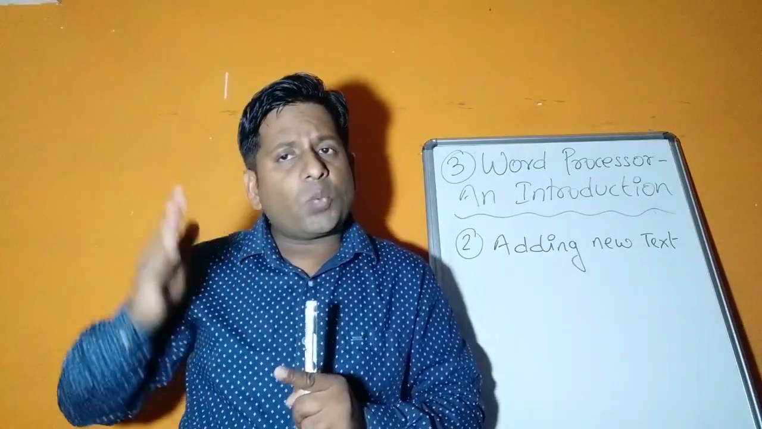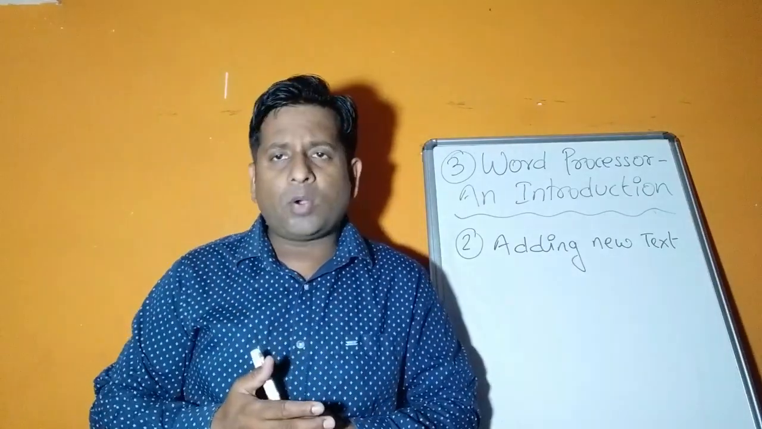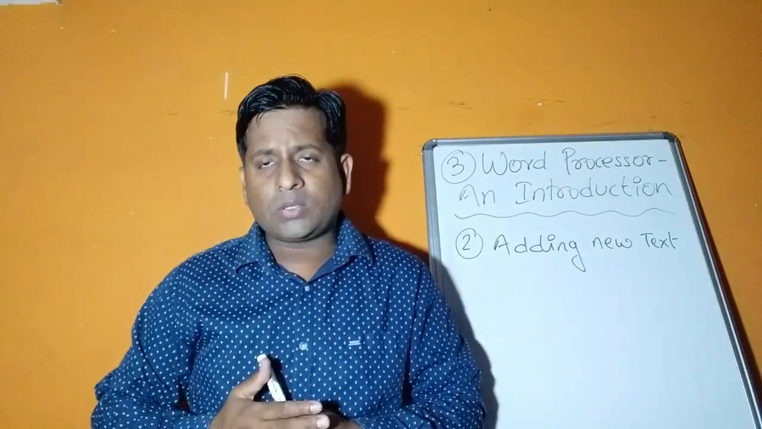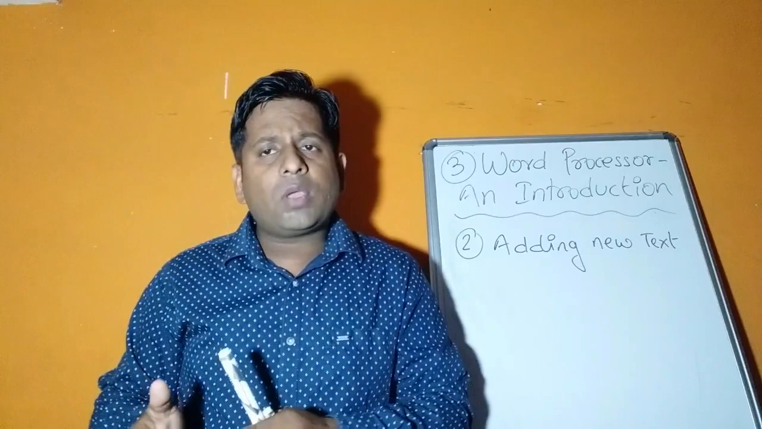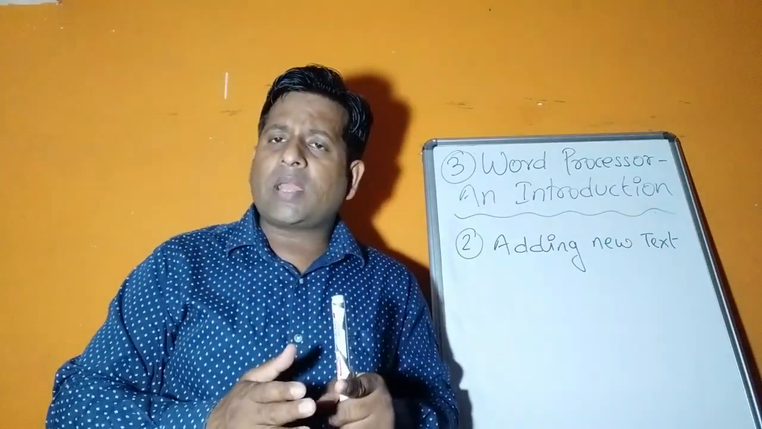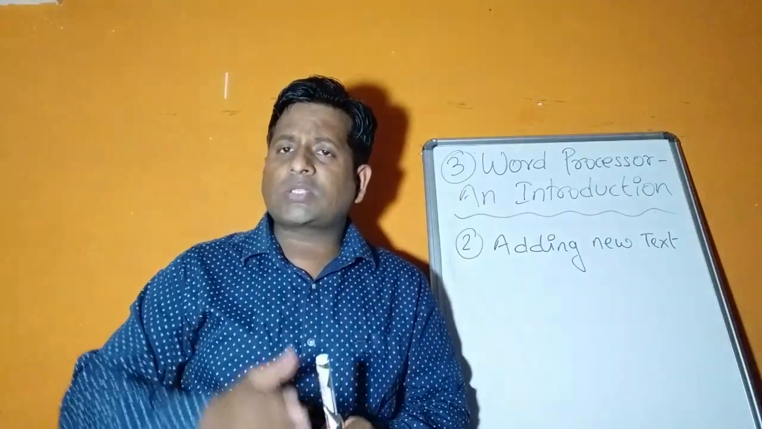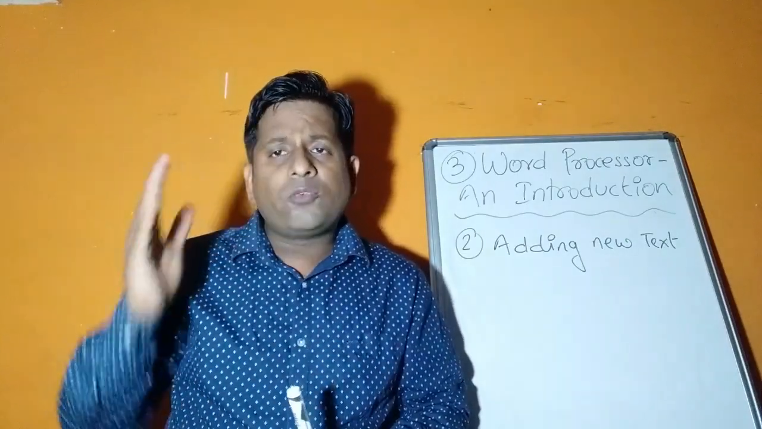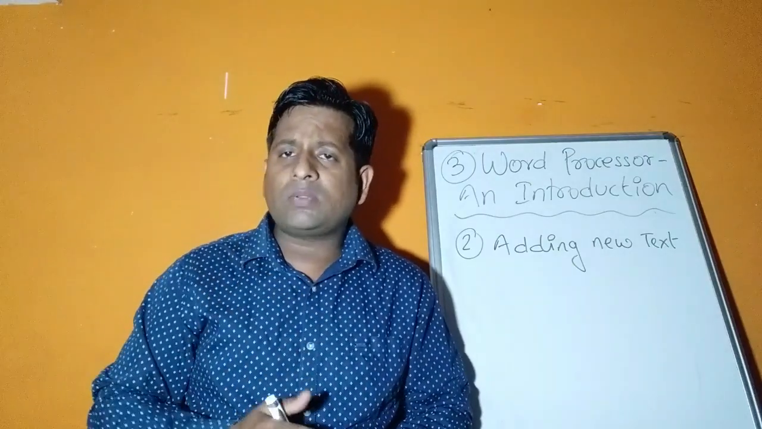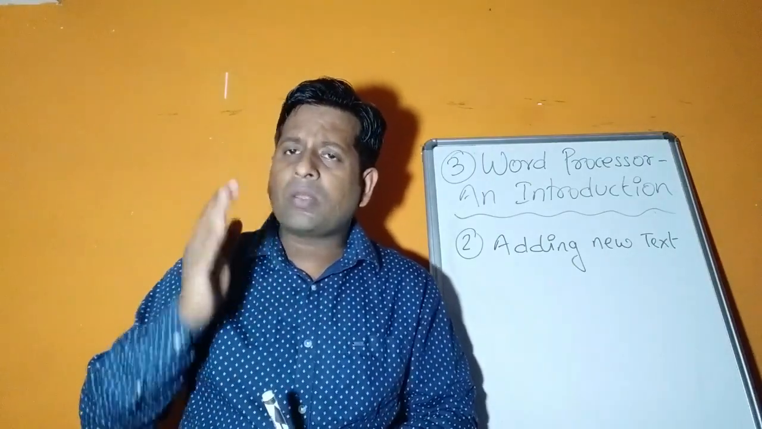Okay, the point where it blinks, that is the starting point for the text. That is the place where you can add a new text. So children, how do we move the cursor from one place to another, and how do we begin the text or type new text after moving the cursor position? Practically, I'm showing you the steps to do this.